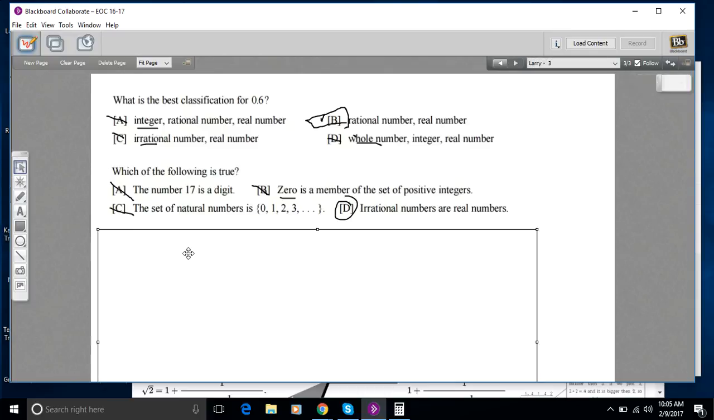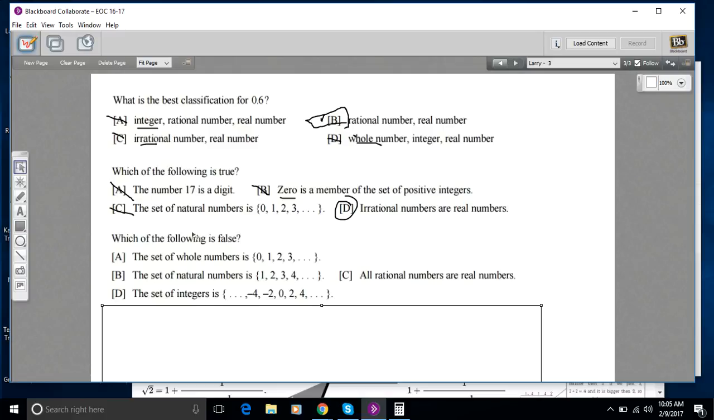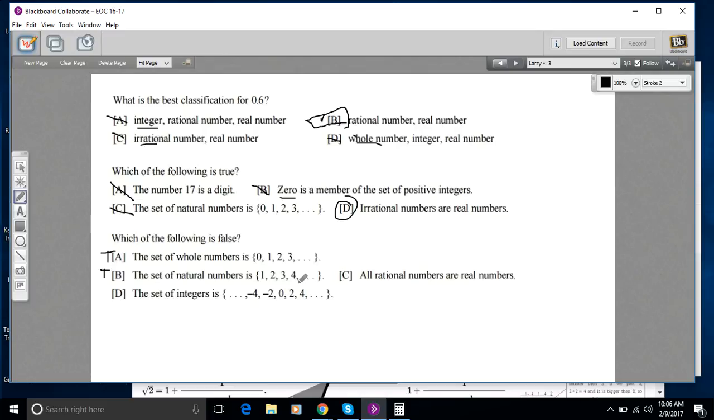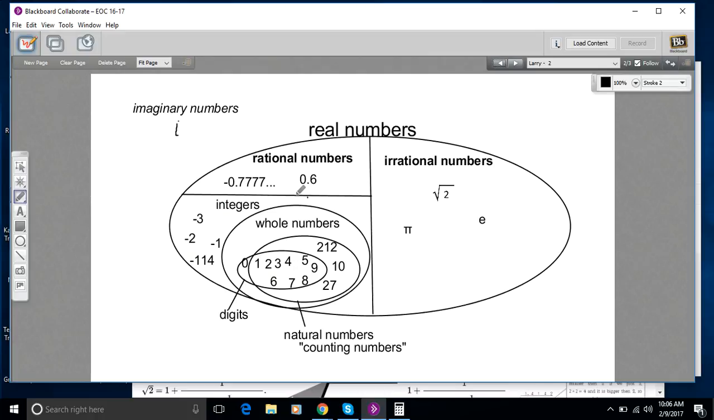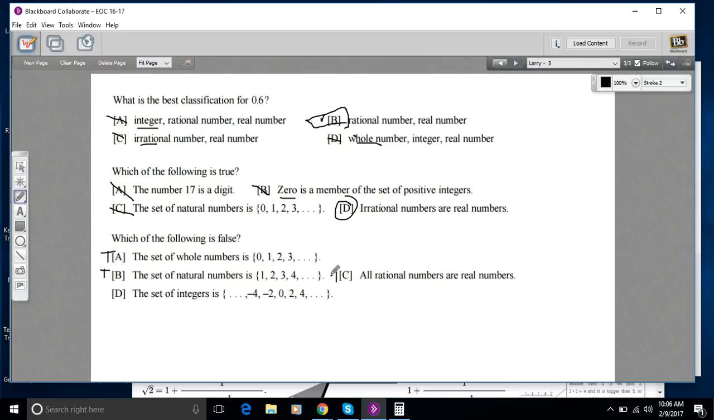Let's try another. All right, this one says which of the following is false? Okay. The set of whole numbers is 0, 1, 2, 3... That's true. Whole numbers start with 0 and go on up. They just exclude the negative integers. B says the set of natural numbers is 1, 2, 3, 4, etc. This dot, dot, dot means you continue on in the same direction. That's true. Those are the counting numbers. C says all rational numbers are real numbers. And that's true too, right? Because rational numbers all fit inside this bigger category of real numbers. Well, it better be D.